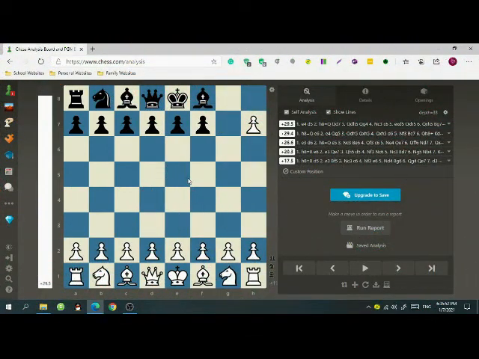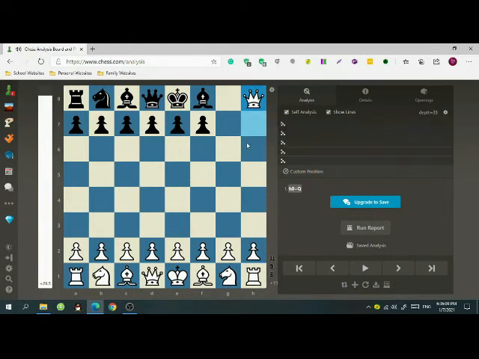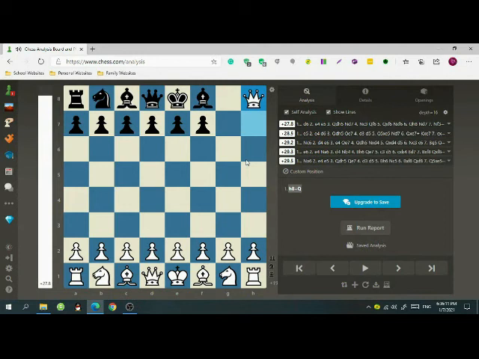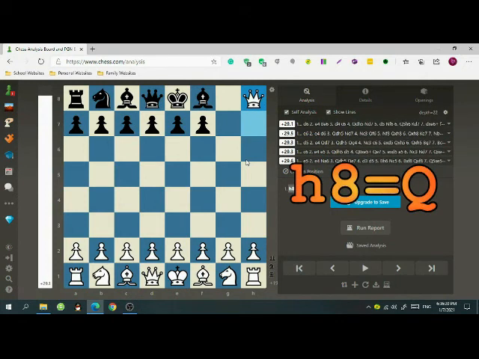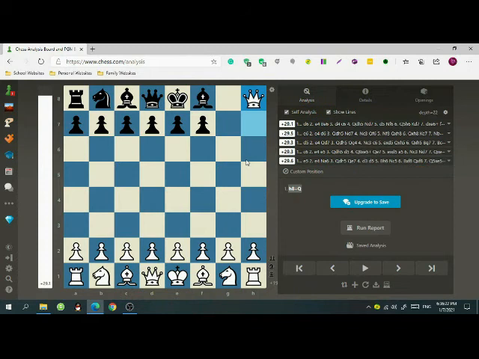Promotion is quite different. It is the square it moved to, then an equal sign, then a letter representing the piece that it promoted into. Here is an example. The pawn has just moved to h8 and it promoted to a queen. So this move would be represented as h8 equals queen.